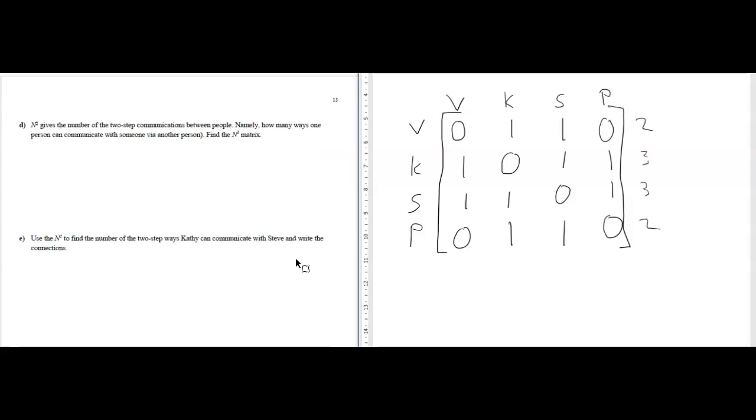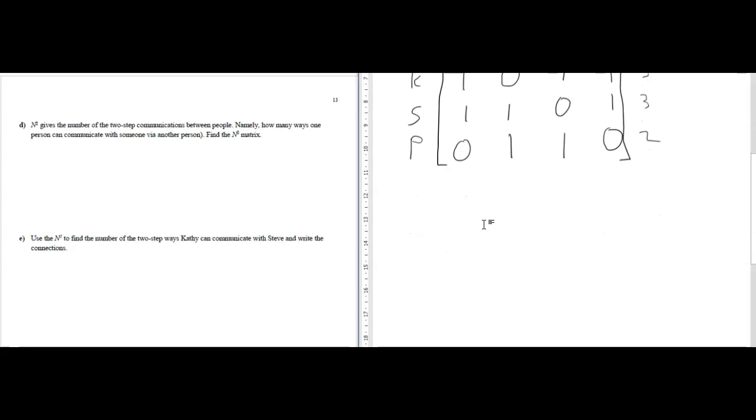All right, N2, so this is what I mean by two-step dominant communications. Sorry, I was using networks lingo there. So two-step communications between people, namely how many ways one person can communicate with someone via another person. So this is what I was talking about before, two-step communication. So if I go back here to our diagram, I'm just going to put my letters in again.